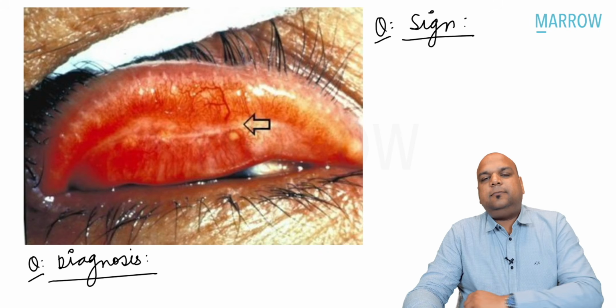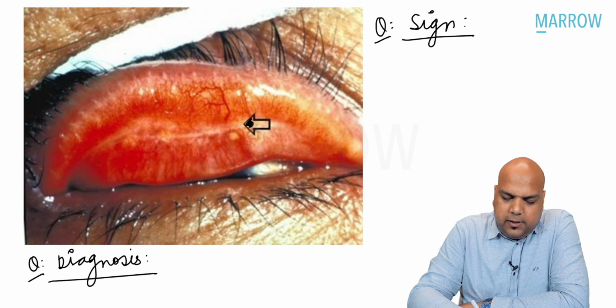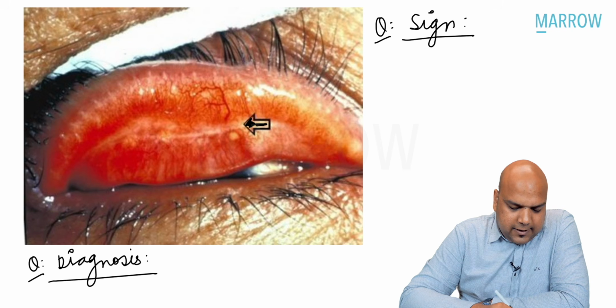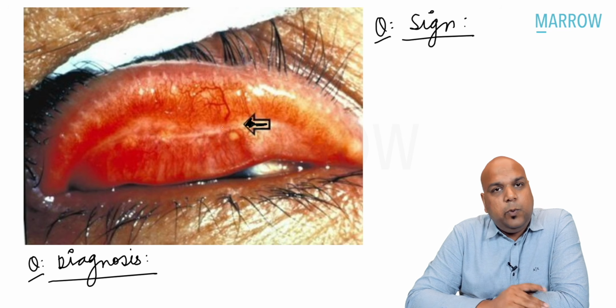Moving on. Next question. What do we see here? The sign, anyone? The arrow is already marked. This is what we are asking. So, what are we asking? Can you see? We are asking about this white band that can be seen. Where can it be seen?